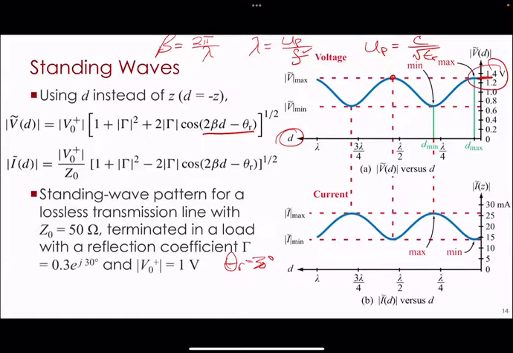If you want to figure out, well, what's Vmin? What's the lowest it can be? You'd say, well, what's the lowest that can be? Because it's the only thing that changes. So what's the lowest that cosine can be? So you would do 1 plus 0.3 squared plus 2 times 0.3 times minus 1. You'd take the square root and it would equal 0.7. So it equals 0.7.